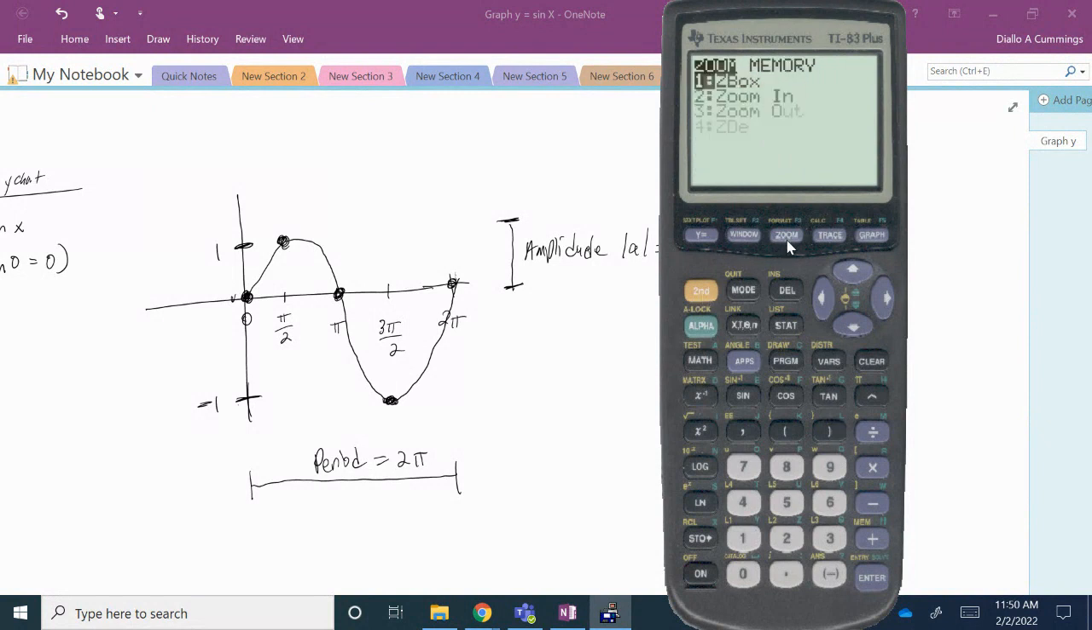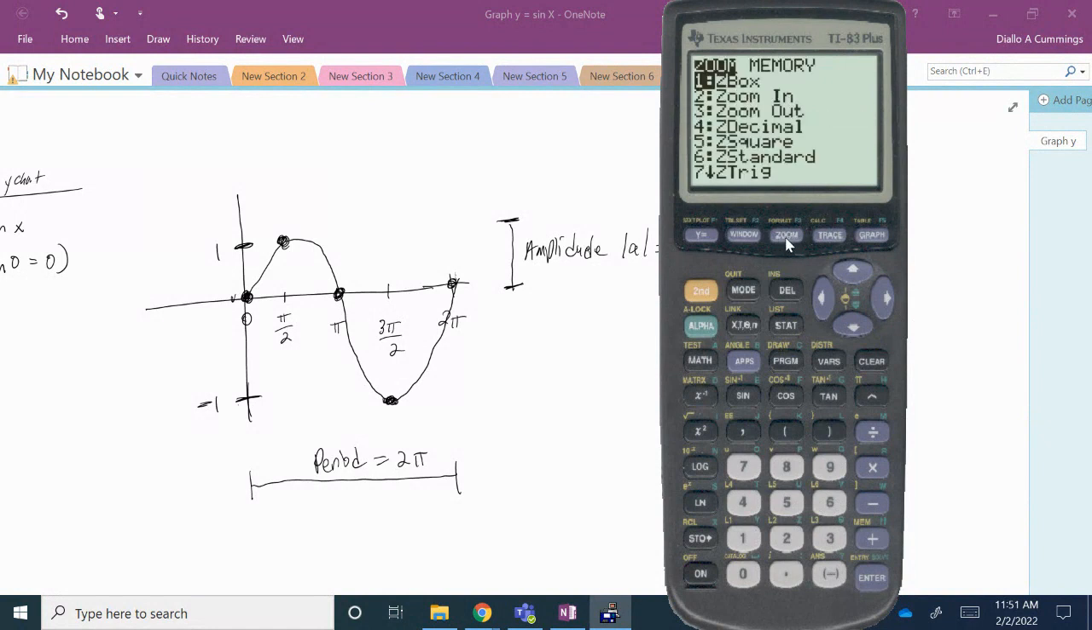Now I'm going to hit zoom and 6. Let me explain what zoom 6 does. It puts your calculator as having an x minimum of negative 10 and x max of positive 10 with increments of 1. So I could actually count 1, 2, 3, 4, 5, all the way to 10. That's both for the x and the y axis.